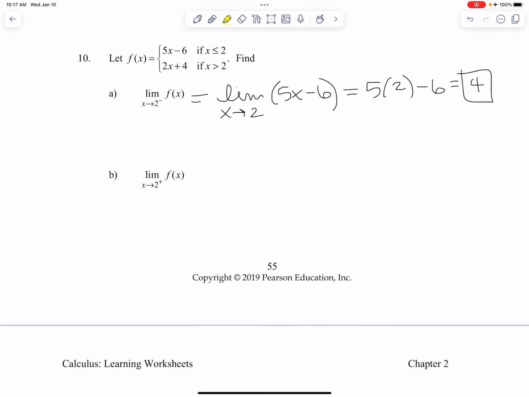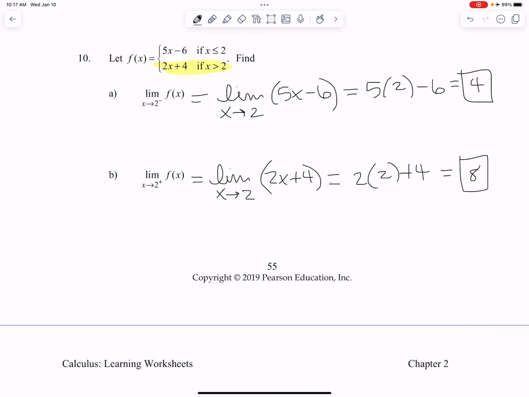Okay, next, we're looking at it from the right. That's when x is greater than 2. So now we're going to look at it from the right side. Tells us our limit as x goes to 2 is going to be of 2x plus 4. That's giving us 2 times 2 plus 4, and 4 plus 4 is 8. Now this one's interesting because our left-hand side and our right-hand side are not going to the same place.